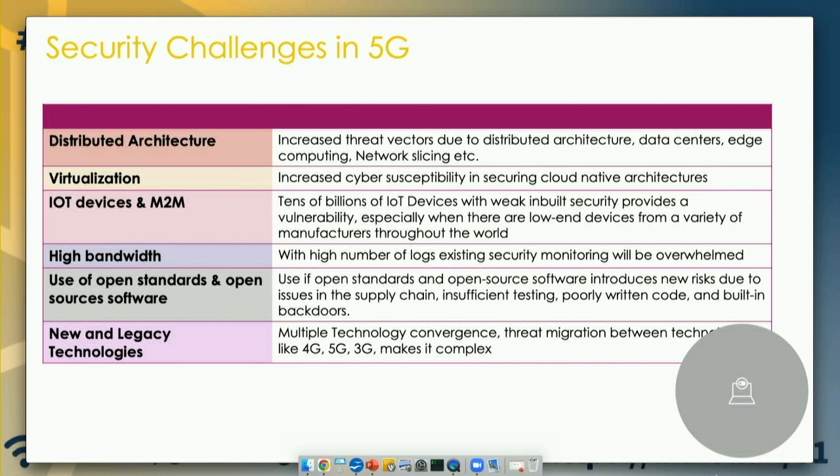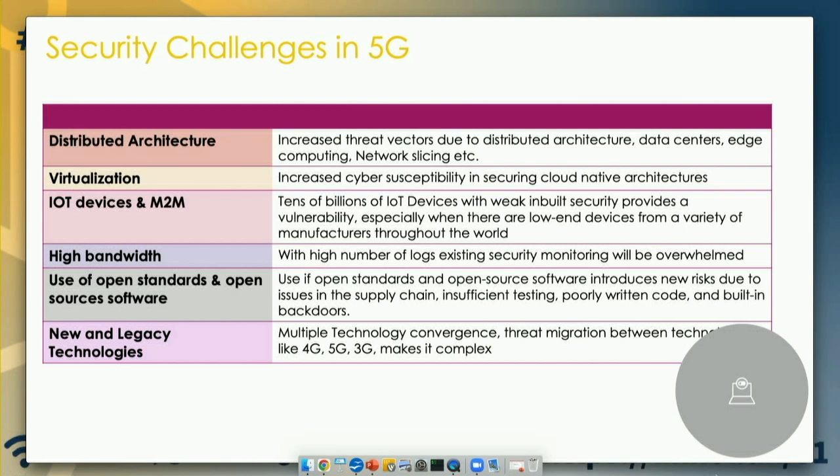Next is the proliferation of the IoT devices. This is a very new attack surface because earlier it was not prevalent. Tens of billions of devices with different makes and models, many with low inbuilt security features, non-hardened software or firmware, and a not so well-defined supply chain.